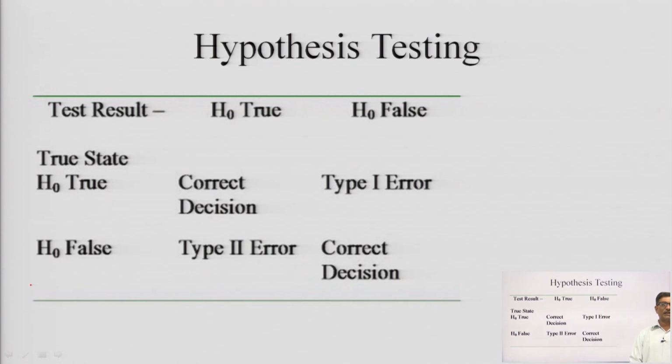So, in the testing of hypothesis, these are the two main types of error. Type 1 error: when the null hypothesis is in true state, the null hypothesis is true and the test result shows the null hypothesis false, this is called type 1 error or alpha error. And if in true state the null hypothesis is false, but the test result shows the null hypothesis true, this is called type 2 error or beta error.